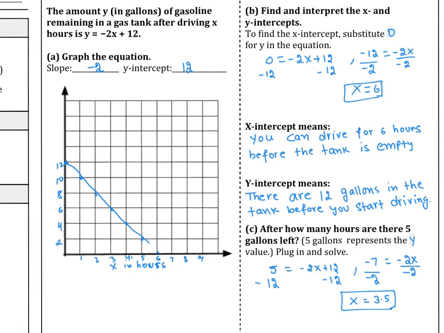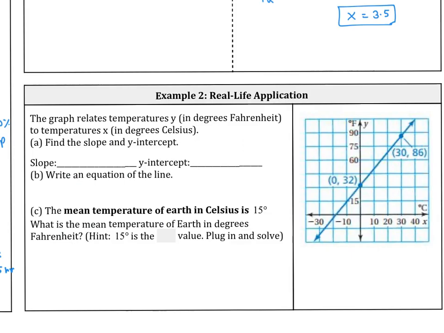The next part is: after how many hours are there 5 gallons left? So you use 5 as y in the given equation and solve for x. When you solve for x, you're going to get x equals 3.5. So there are going to be 5 gallons left after 3 hours and 30 minutes. Example number 2, real life application.